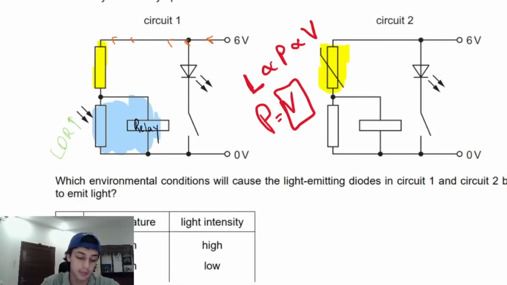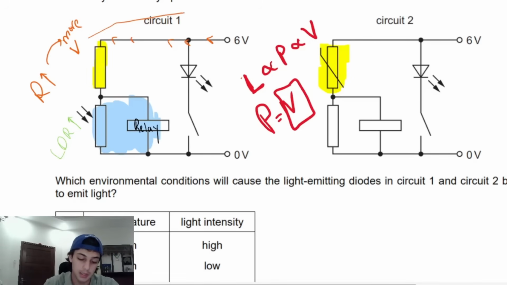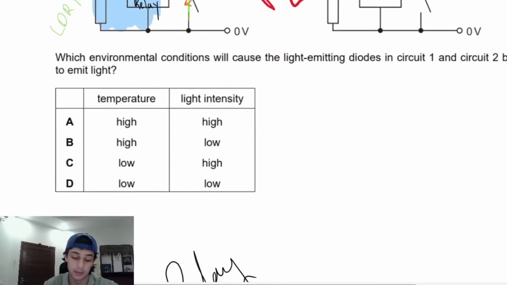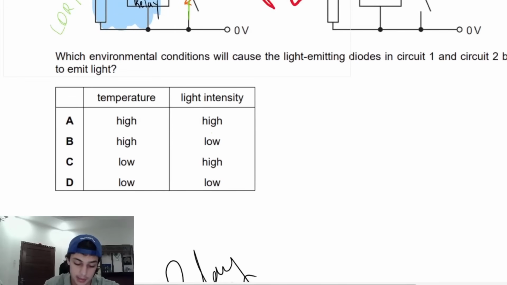So if the resistance of the LDR was greater, that would mean more voltage is required. More voltage here means more voltage in the relay, it pulls strongly, it acts as a stronger magnet, and thereby it causes the switch to close. Because of that, the circuit is complete and this emits light. Therefore, we would want the LDR to have a higher resistance. That is why the light intensity should be low, because it works in the opposite way.